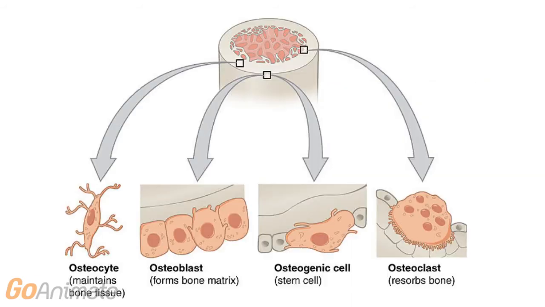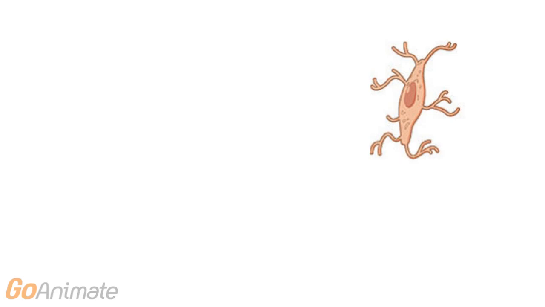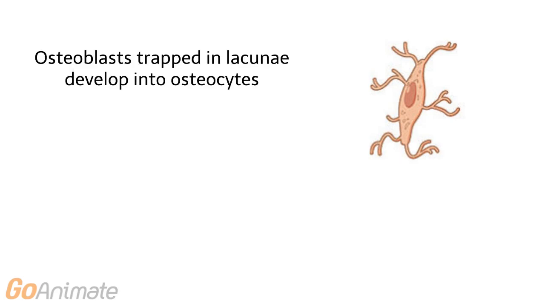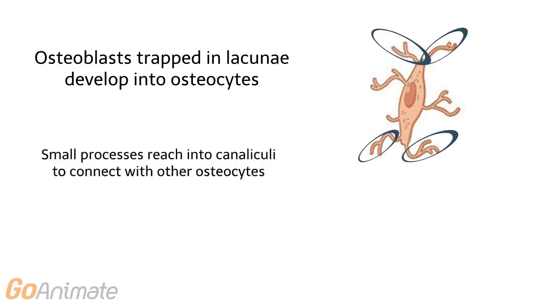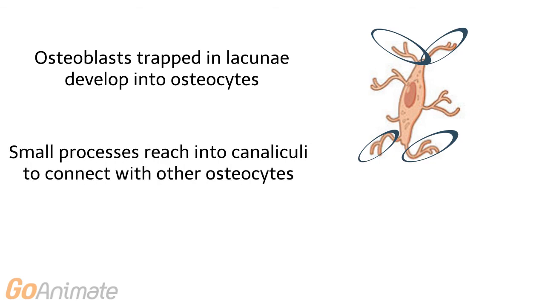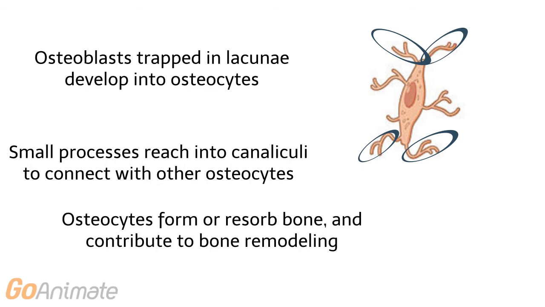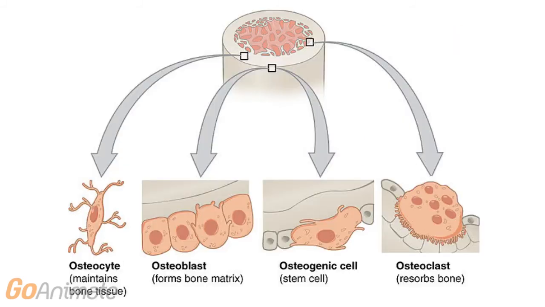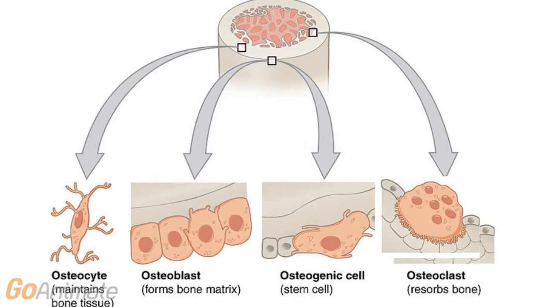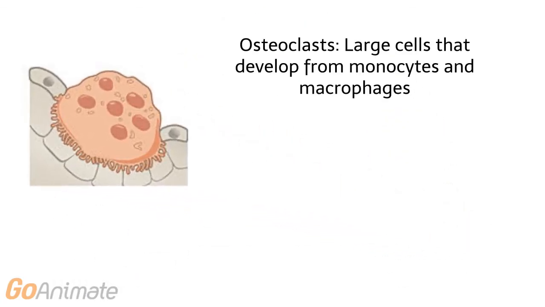Trapped osteoblasts become osteocytes. Depending on their location, osteocytes can form or resorb bone and contribute to remodeling of bone according to applied forces. Osteocytes contain small processes that reach into canaliculi to connect with other osteocytes. Osteoclasts are large cells that develop from monocytes and macrophages. Their function is to resorb bone.